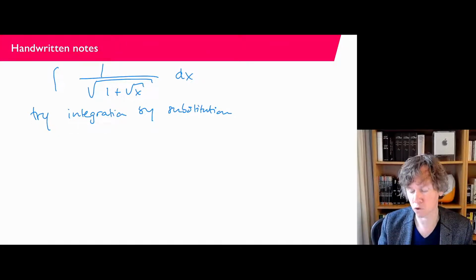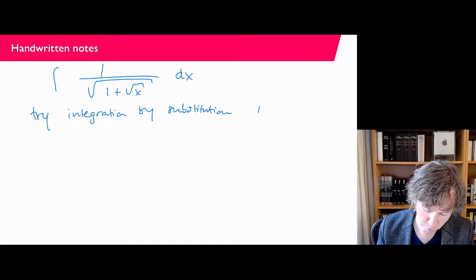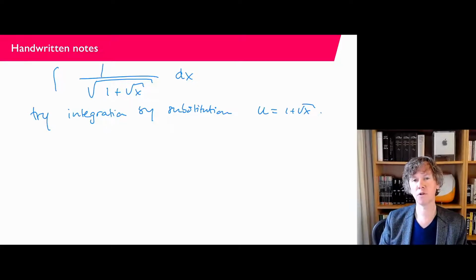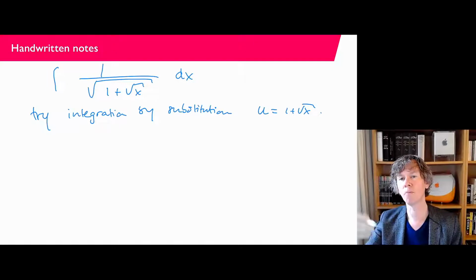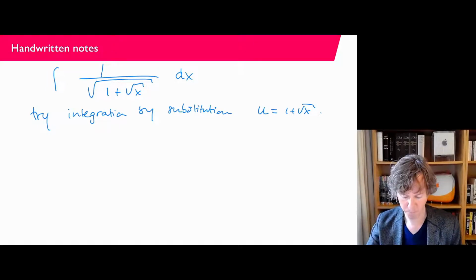And you have to choose what to substitute. So what you're going to do is take whatever is under the square root, because then the integrand is going to be something like 1 over the square root of u, or u to the power minus 1/2, and we can integrate that.